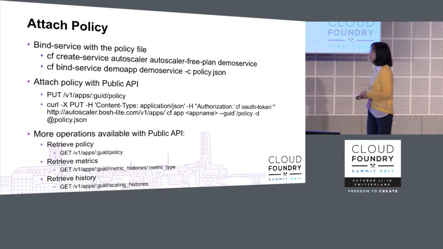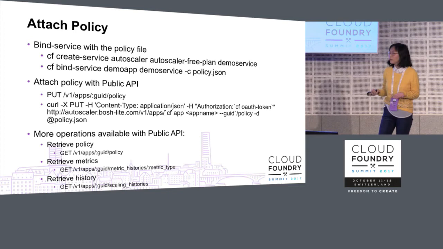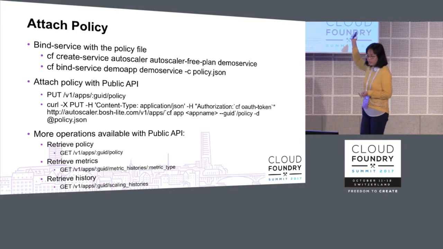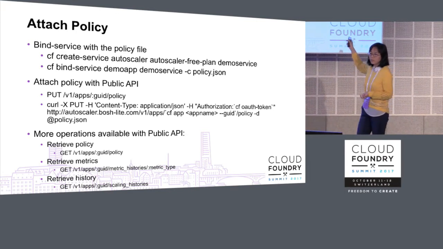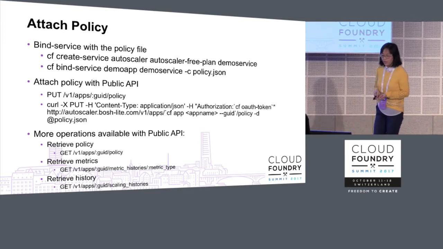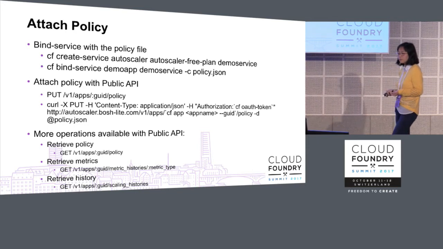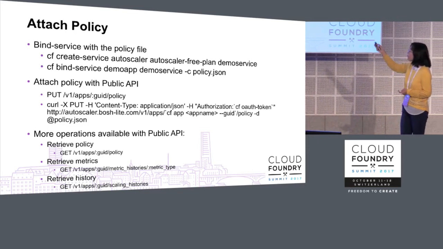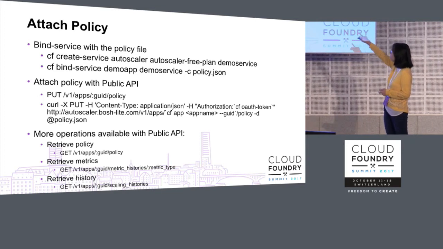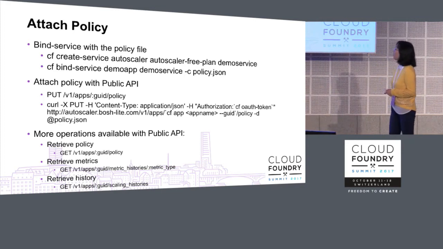Okay, and then after we already have a policy, we can attach the policy. We have several ways to do it. First of all, you create a service, and then you bind the service with a parameter. You can define the policy file name as a parameter. Another way to do that is through our public API. You can do a cURL command to attach your policy with a PUT.